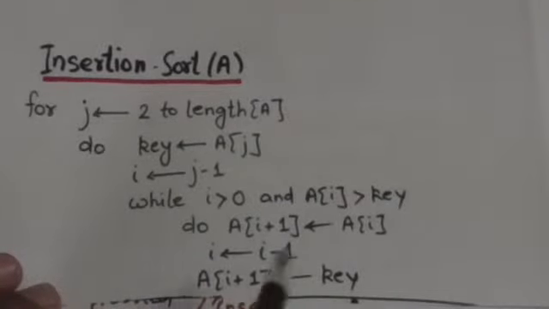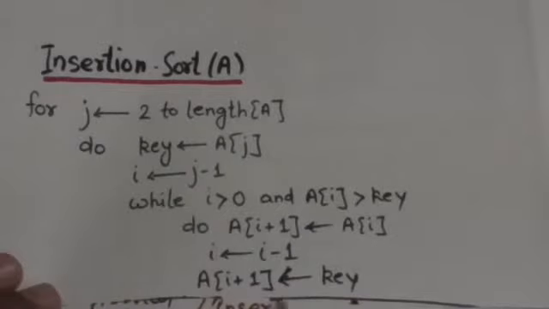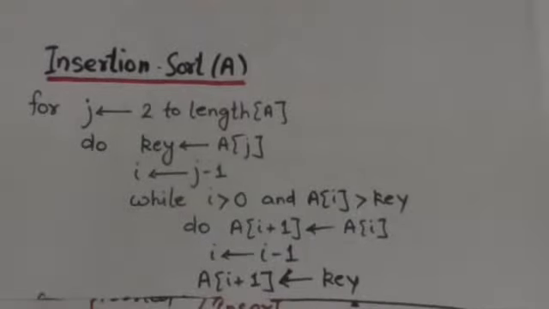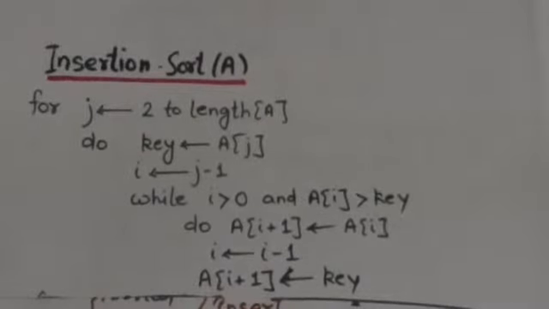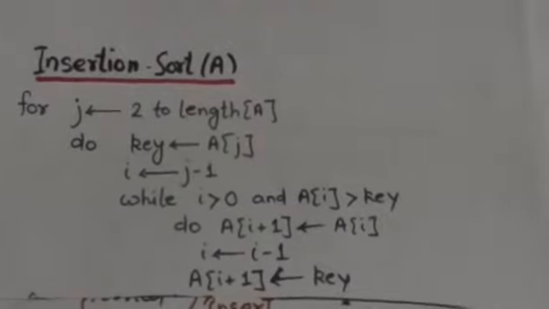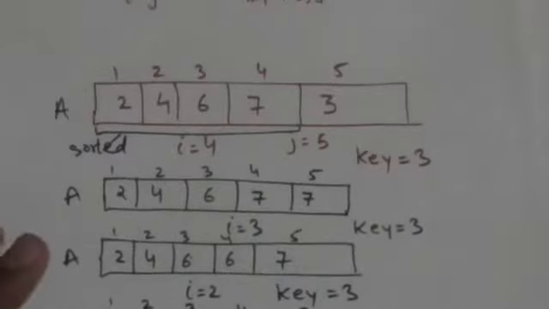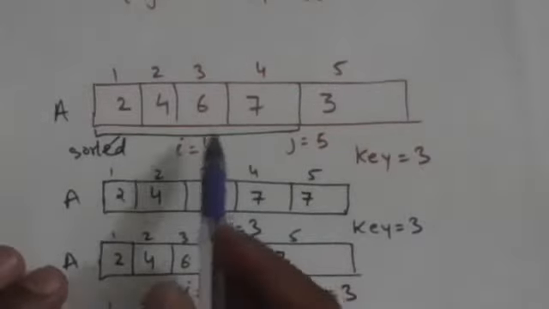If I becomes 0, then key is stored at index 1 because the key is the smallest element among the sorted elements. If the element at index I is smaller than key, then key is stored at an index 1 higher than the index of this element. It will be more clear after this example.